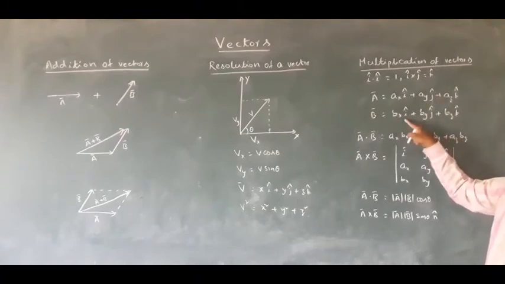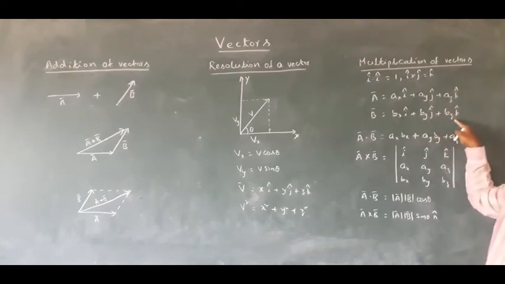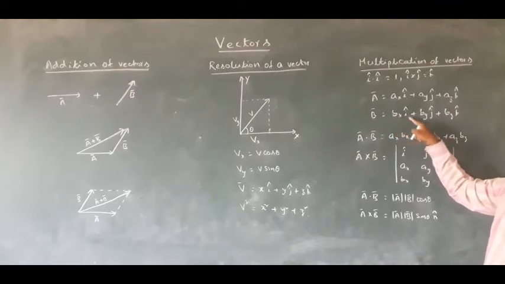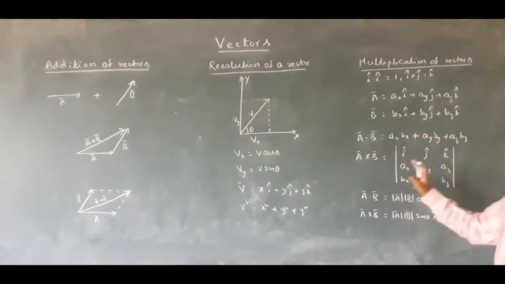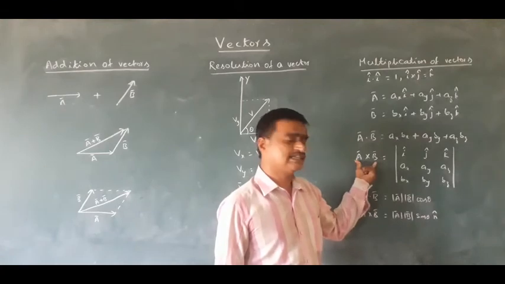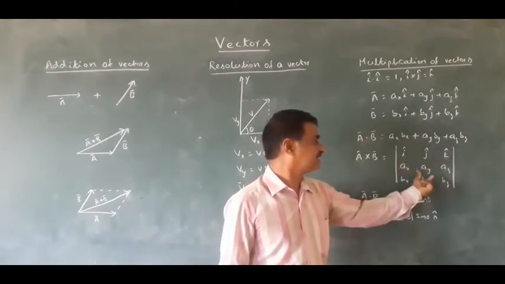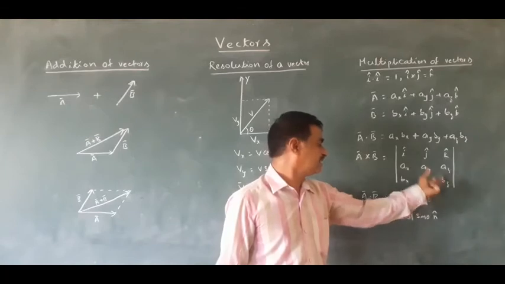ay bx, j dot i is 0; ay by, j dot j is 1; ay bz, j dot k is 0. Then az bx, k dot i is 0; az by, k dot j is 0; az bz, k dot k is 1. We are going to get this. In a similar way, if we write a bar cross b bar and simplify, we can simply remember this formula as the determinant of i j k, ax ay az, bx by bz.